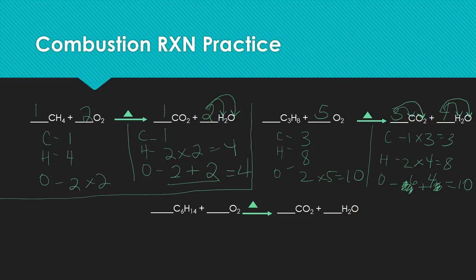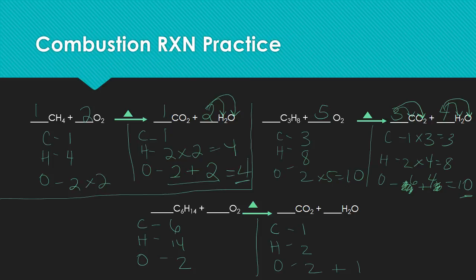So sometimes when you add up your oxygens, you won't get an even number, which means you can't just divide by 2 to multiply your oxygens. You'll have to do something else. So let me show you. It's not too difficult. C6H14 plus O2 yields CO2 plus H2O. 6, 14, 2, 1, 2, 2 plus 1.